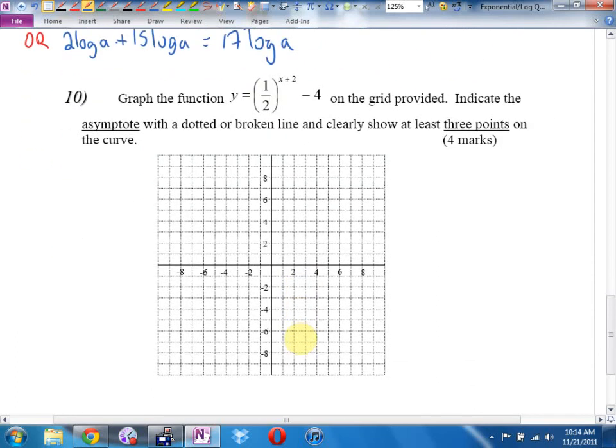Graph this. We said our strategy is going to be figure out what it's based on, write the key points, and then do the transformations. So I said to myself, this is based on y equals 1/2 to the x.